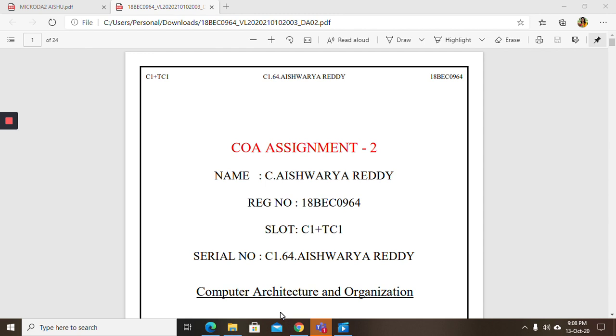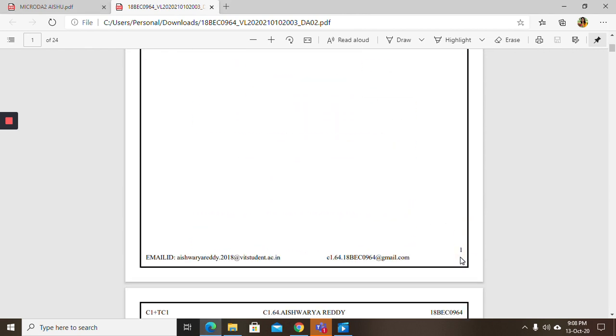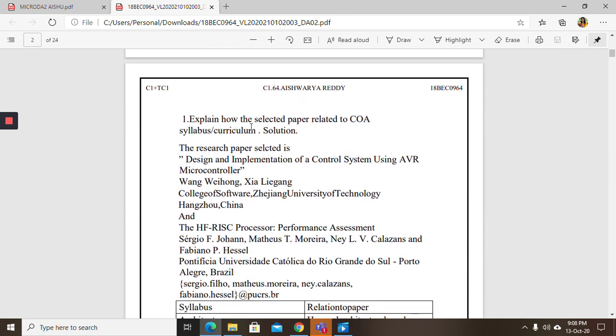I'm doing this video under the Computer Organization and Architecture course, under the guidance of Dhanbal sir. This assignment is about selecting a paper and answering a few questions. For this, I selected the research paper "Design and Implementation of a Control System Using AVR Microcontroller".